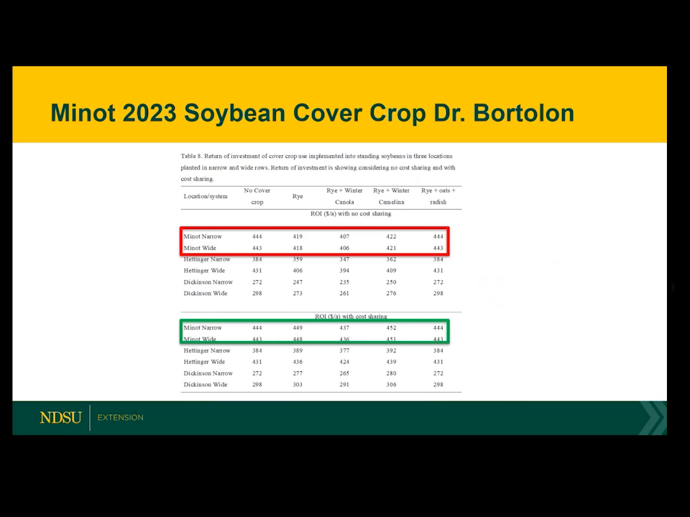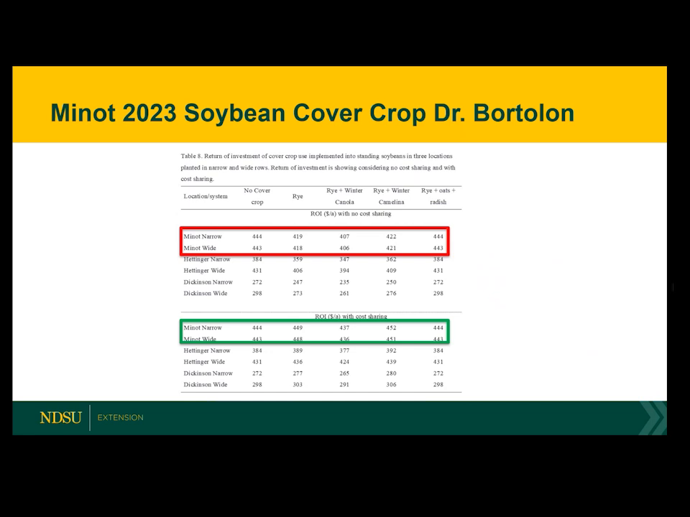So getting into a little bit of the economics of doing this. The top in the red box is not factoring in any use of cost share programs. The bottom is the green box. So we'll focus on the Minot narrow row. There's no cover crop. We spent $444 for the whole year for 1 acre.